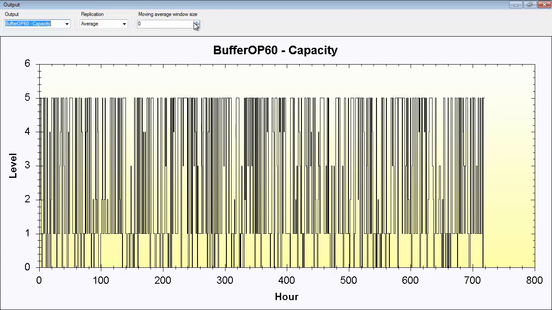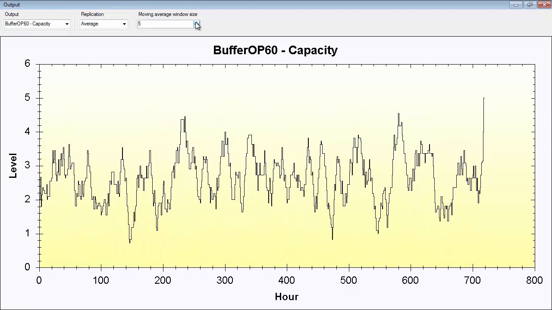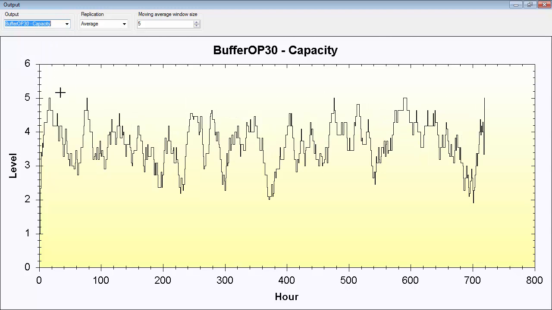But in order to make this a little bit clearer, you can smooth out this curve and use the moving average window size. So we will use a moving average of, let's say, 5. And we'll look at the buffers again. Operation 20, as you can see, has a limit on a capacity of 5 parts. And as you can see, it's in the quite high regions here, between around 4 out of 5. And buffer 30 is also quite high, about 4 out of 5.